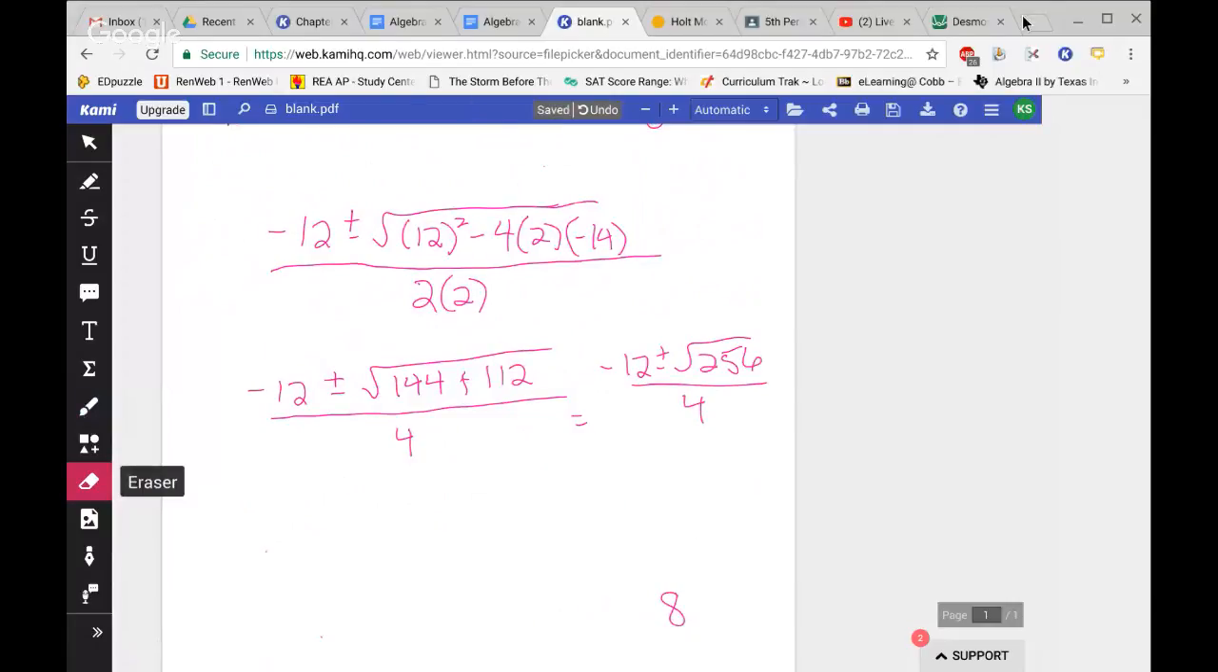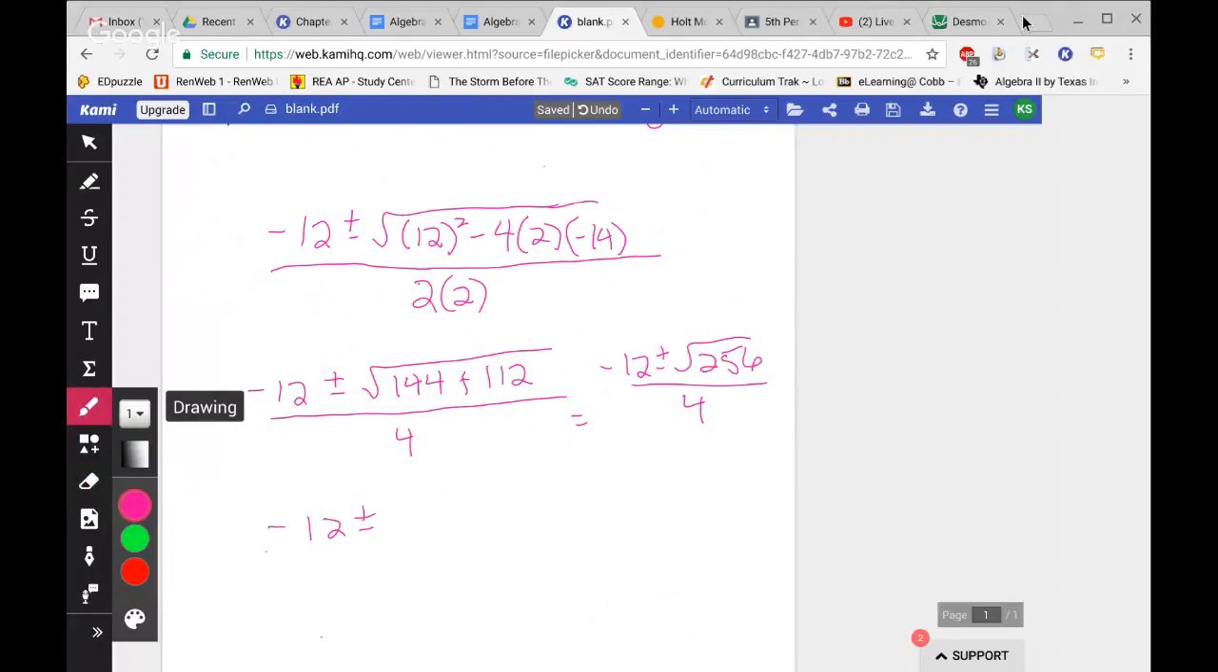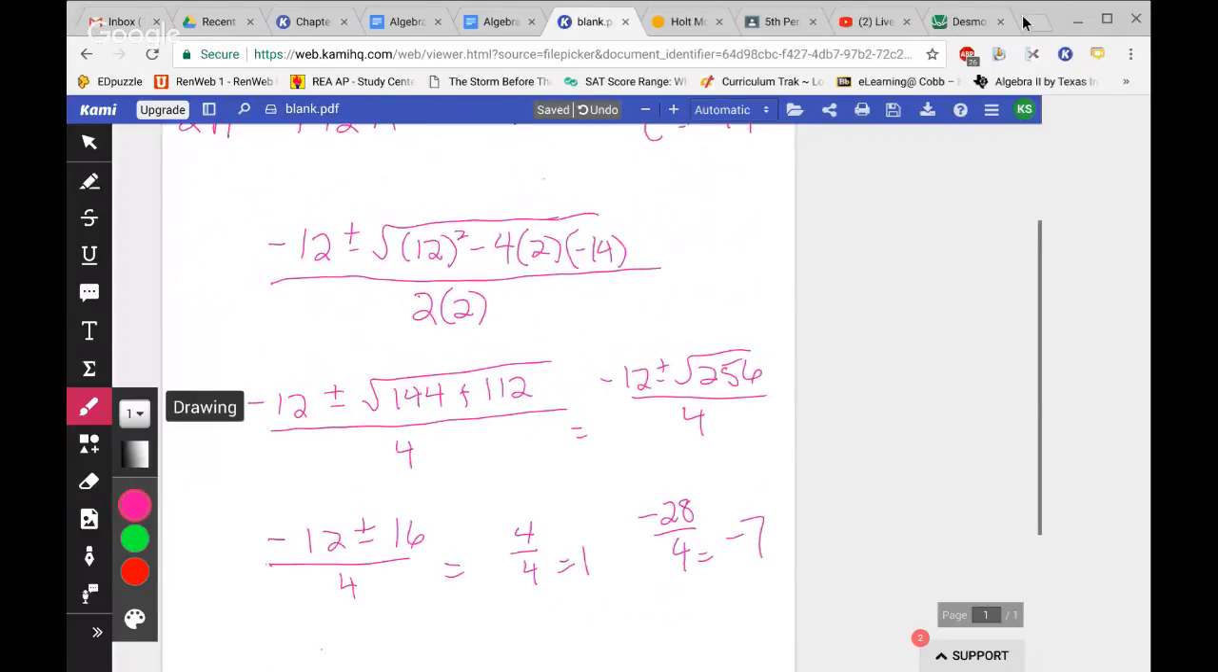Okay, so we have negative 12 plus or minus 16, because the square root of 256, as you and I well know now, is 16. So we got negative 12 plus 16, which gives us 4 over 4, which reduces to 1. Or we have negative 12 minus 16, which is a negative 28 over 4, which equals negative 7. So your answers are 1 and negative 7. So this parabola would cross the x-axis at 1 and negative 7.